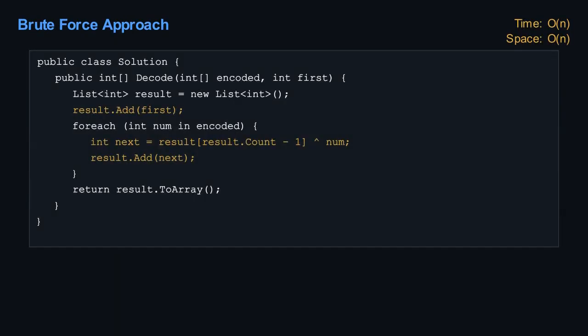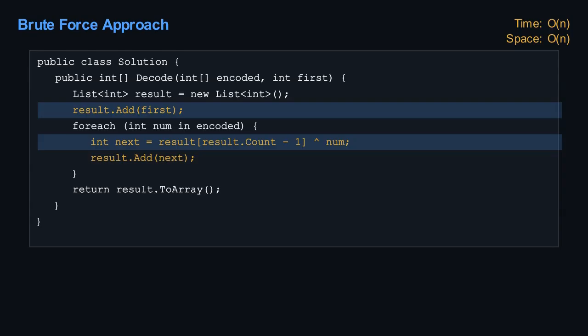A straightforward approach might involve iteratively building our result list. We start by adding the given first element. Then, we loop through the encoded array. For each encoded value, we take the last element added to our result and XOR it with the current encoded value to find the next original element. We append this new element to our result list. This approach works by directly applying the XOR property at each step.